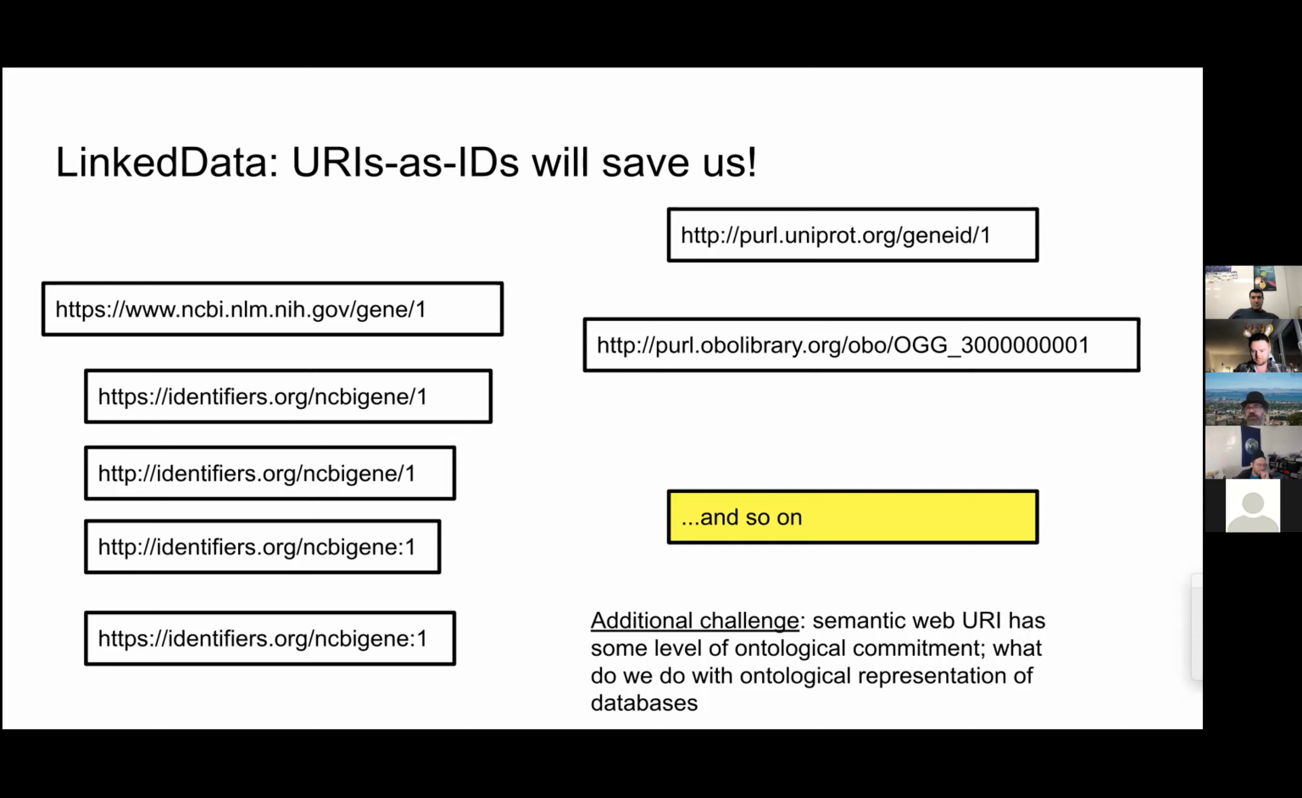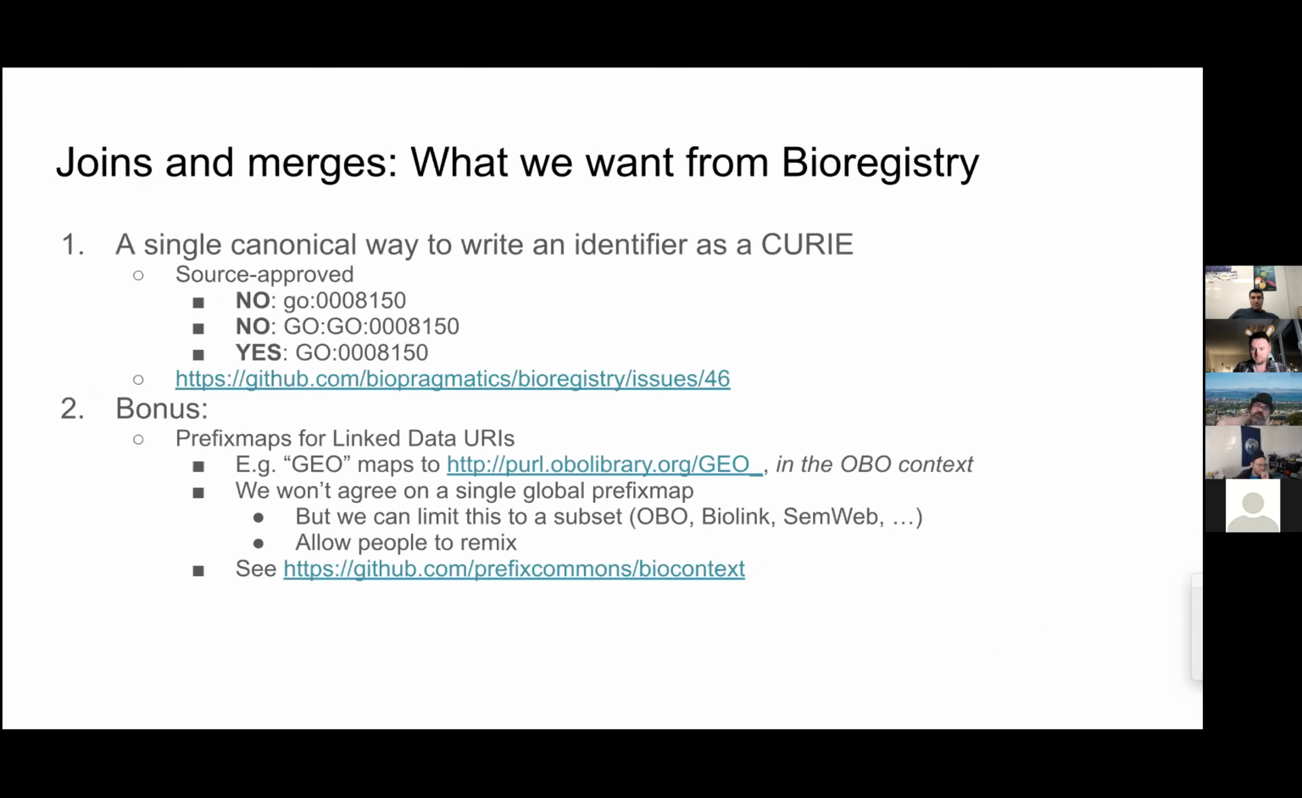And of course, I'm not even talking about mapping between Ensembl and NCBI Gene here. This is just ways to represent an NCBI Gene identifier. So really, what many of us want from the Bioregistry is really, really simple. We just want a single canonical way to write global identifiers or CURIEs, such that we can join and merge data together without writing all this awful normalization code all the time.